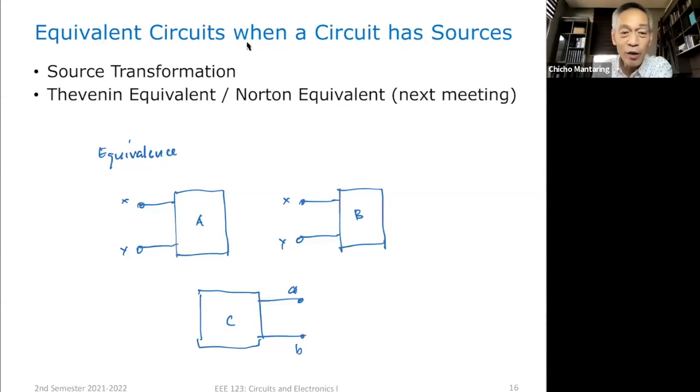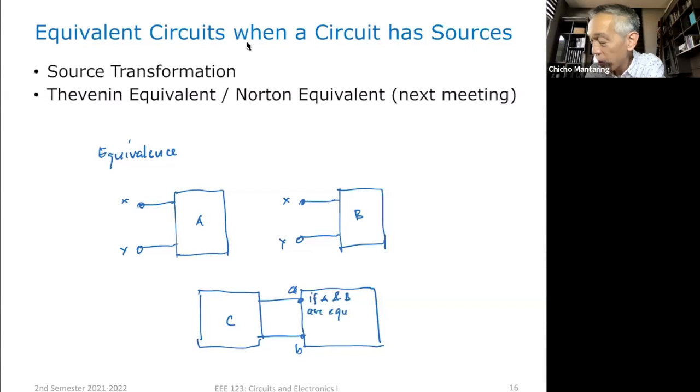What is the significance of equivalence? If I connect this here, or I connect this here, C will not know what is connected to it, whether it is A or B. So if A and B are equivalent, C cannot distinguish what is connected to it, whether it is A or B.